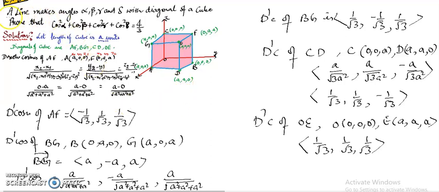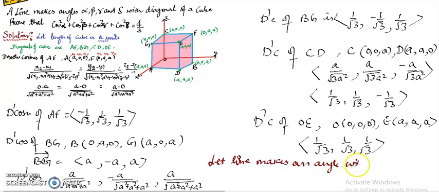We are to find a line that makes angles alpha, beta, gamma and delta with the diagonals of the cube. Now I am going to write here: let the line make an angle with which diagonal? OE, AF, BG and CD. That is alpha, beta, gamma and delta.